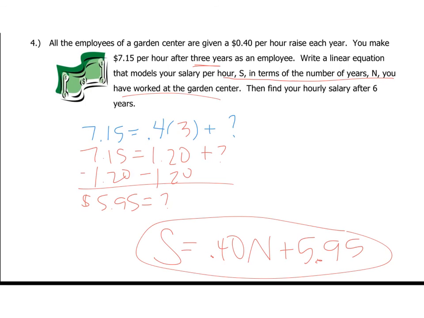The next part of the question is they want to know after 6 years. So what is your salary with a 40-cent increase for 6 years and a starting of $5.95 going to be? Well, 0.4 times 6 is $2.40 plus $5.95 means that it will be $8.35 per hour.